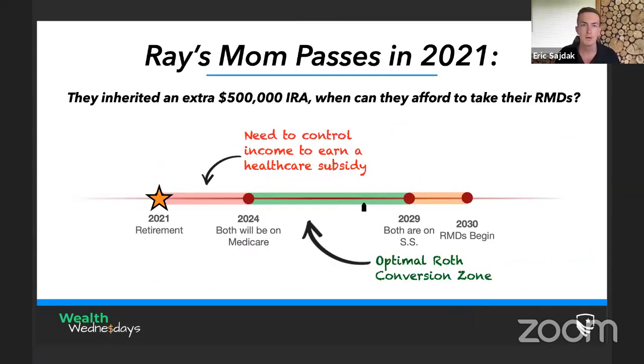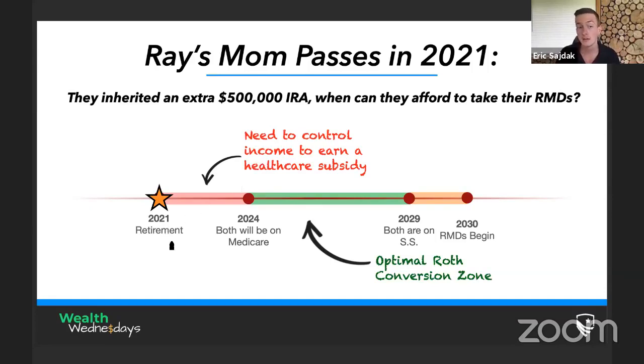What happens though? Ray's mom passes away in 2021. So they're going to have to follow the Secure Act rules, 10-year distribution rules. They're going to inherit a $500,000 IRA. My question to you is, when can they afford to take their RMDs? Okay, because now a situation we could have just fixed blows up from a tax planning side of things.